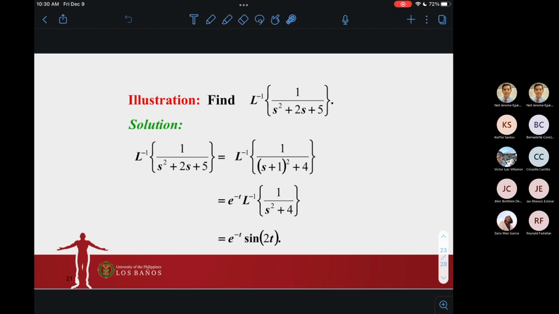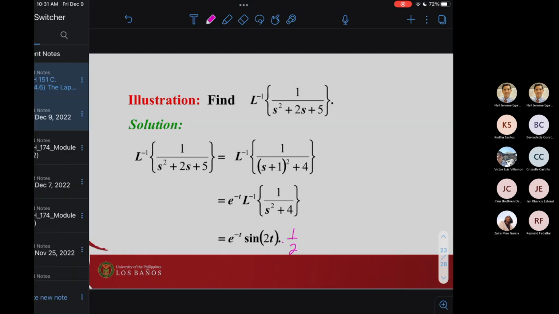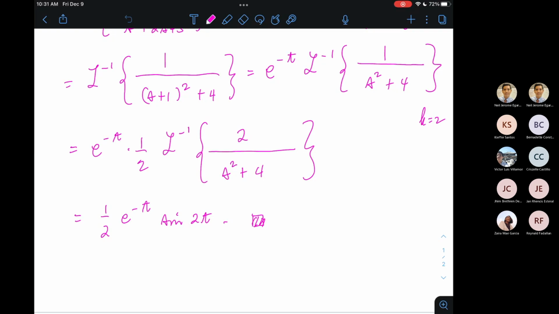Paki-correct yung slides. So, mali nga siya. Hindi lang siya pwedeng maging sine 2t. Right? Do you agree? So, dapat ito ay may multiplier na 1/2. Okay? It's a good thing we're solving everything by hand. Double check natin yung nasa slides.